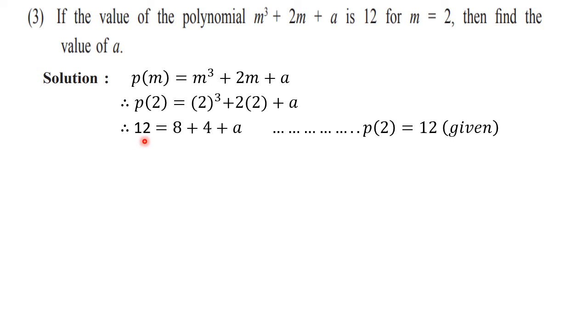Okay. Now see, 8 plus 4 you are going to get 12. So 12 is equal to 12 plus a, and from that we will get a as 0. 12 and 12 will get cancelled, or if you shift it this side, 12 minus 12 will be 0, and therefore value of a here is 0. Okay, so in this way we can find out the unknown. Now remaining sums from this particular exercise we will discuss in the next lecture.